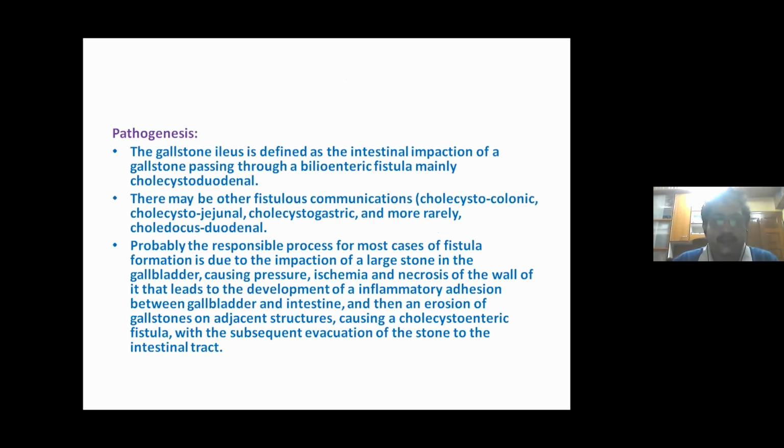Probably the responsible process for most fistula formation is due to the impaction of a large stone in the gallbladder, causing pressure, ischemia, and necrosis of its wall. That leads to the development of an inflammatory adhesion between gallbladder and intestine, and then an erosion of the gallstone on adjacent structures, causing a cholecystoenteric fistula with a subsequent evacuation of the stone to the intestinal tract.